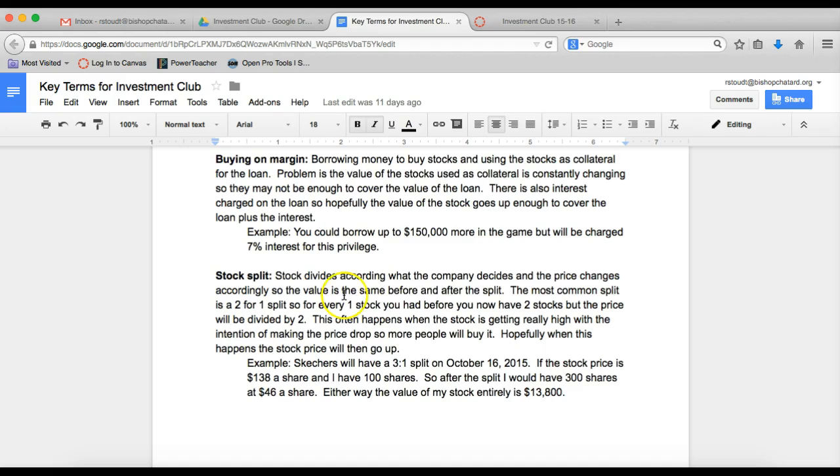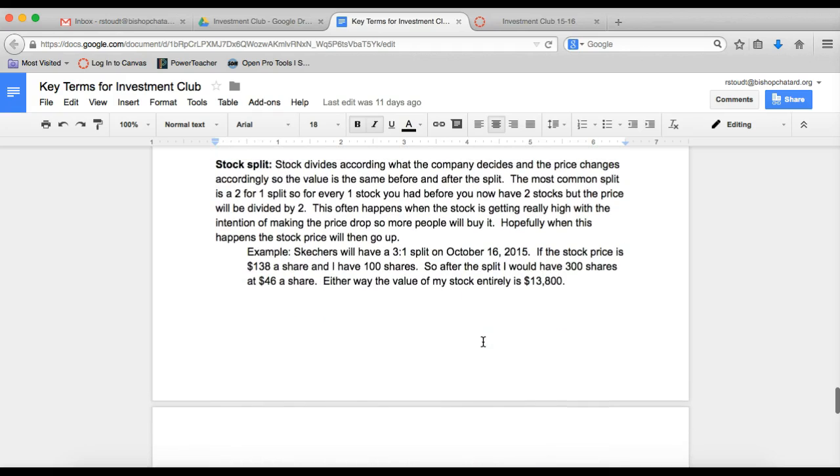Stock splits. Stock splits can happen. You never know if they're going to happen during the course of the game. Sometimes I've had it happen. Sometimes I go a couple of games when there's no stock splits at all. Basically, the idea of a stock split is that the company decides to do this when they feel that the stock price has gotten so high that people are not wanting to buy a particular stock because they feel like, oh, well, that's too expensive for me. The most common stock split is a 2-for-1.